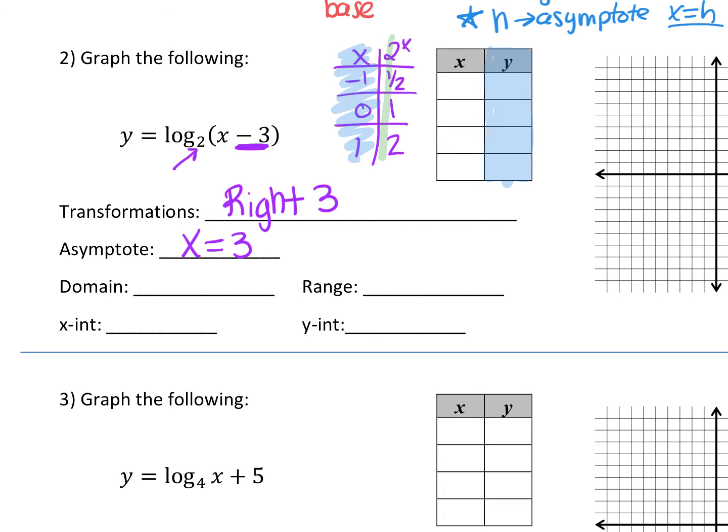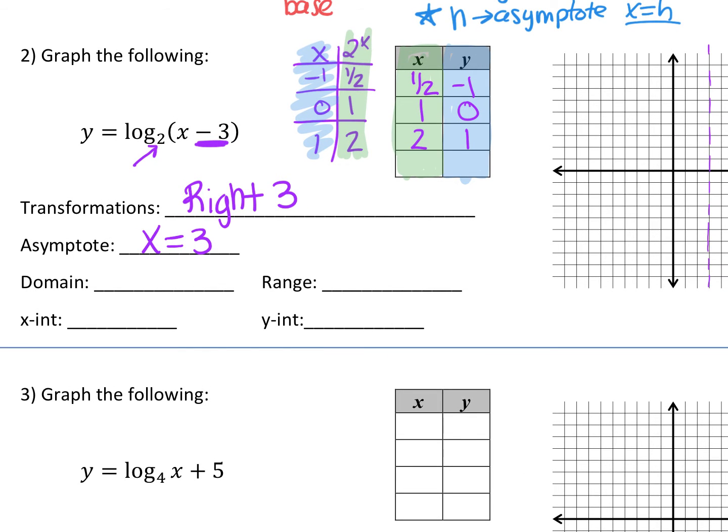And my y's are going to become my x's. So I'm going to have 1/2, 1, 2, negative 1, 0, 1. So now I'm going to plot these points. But this is not going to be my final graph because I have a transformation.